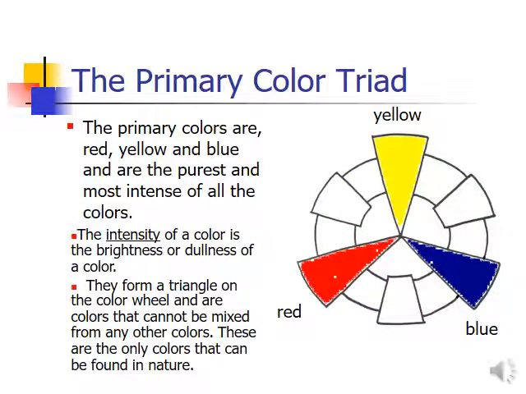The primary colors triad. The primary colors are red, yellow, and blue, and are the purest and most intense of all the colors. The intensity of a color is the brightness or dullness of a color. They form a triangle on the color wheel and are colors that cannot be mixed from any other colors. These are the only colors that can be found in nature. So when you see the primary colors, they are put on the color wheel in a triangle shape.